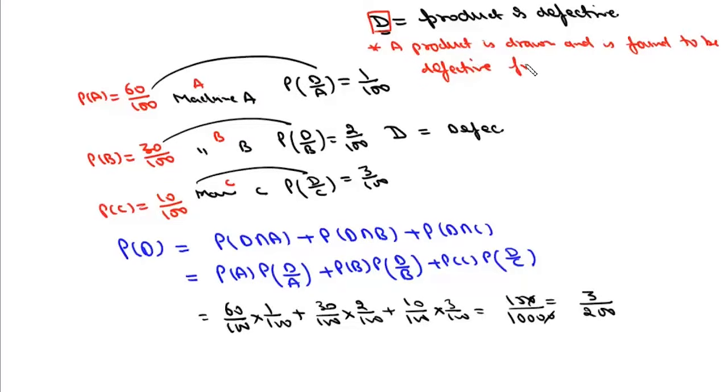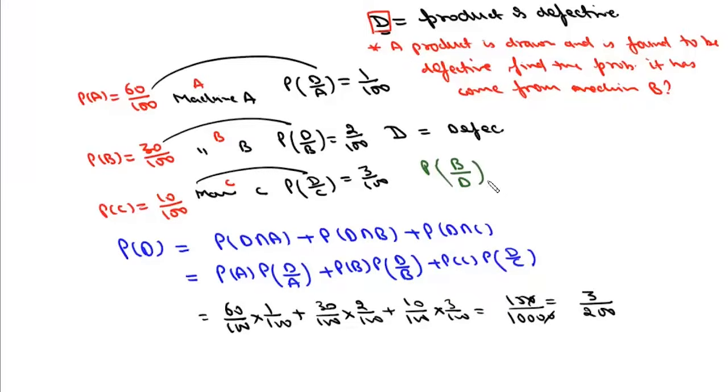Then find the probability it has come from machine B. So now we need to find this probability that it has come from machine B if we know the product is defective. Now we'll take this case of B in the numerator.